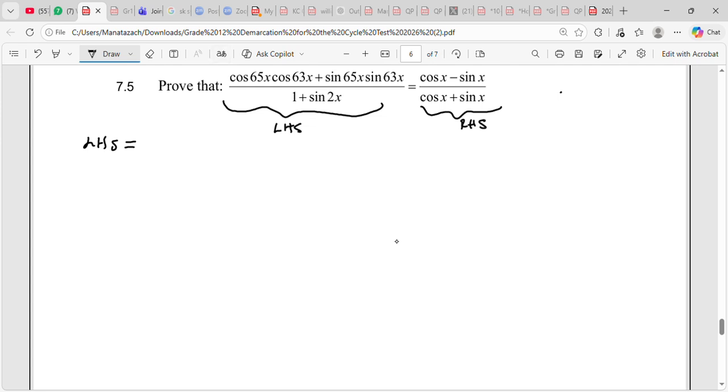So look at the numerator there. You have cos 65x, cos 63x. So sine 65x, sine 63x. I want you to notice the pattern. You have cos of 65x, you have sine of 65x. You have cos of 63x, you have sine of 63x. So that should remind you of compound angles.